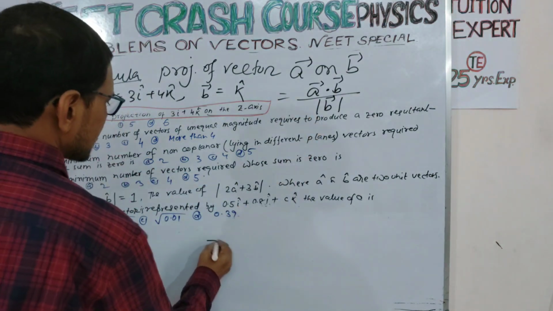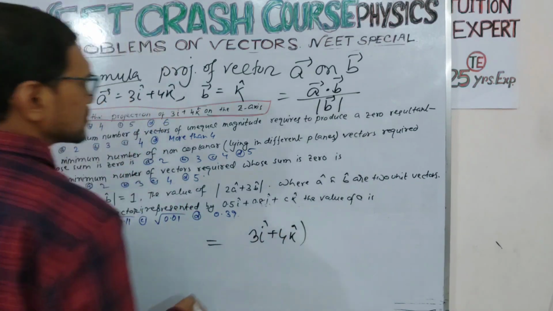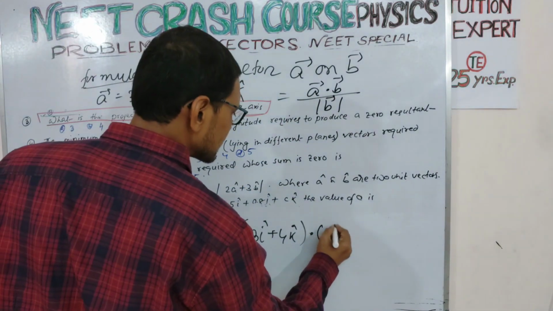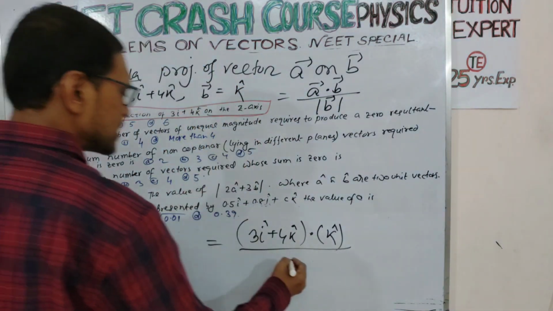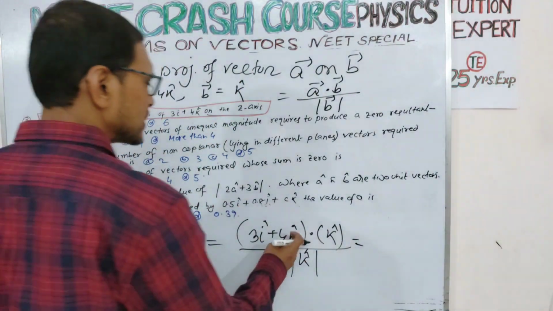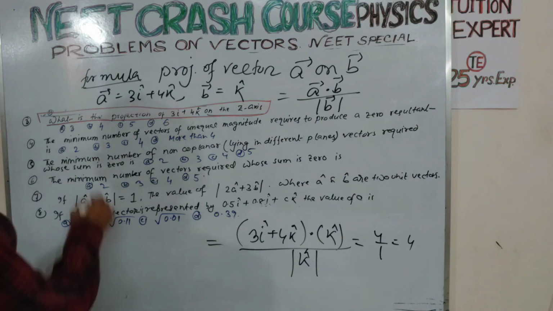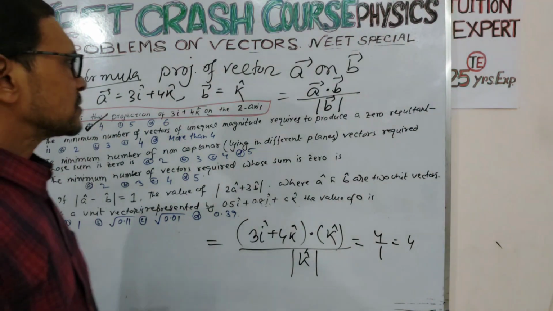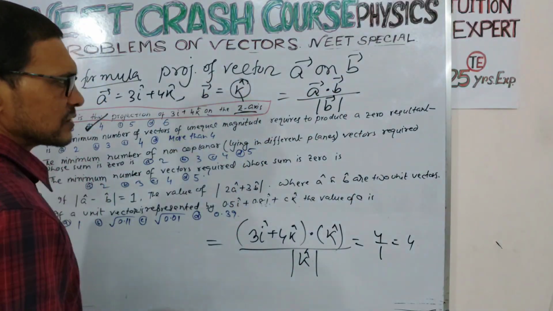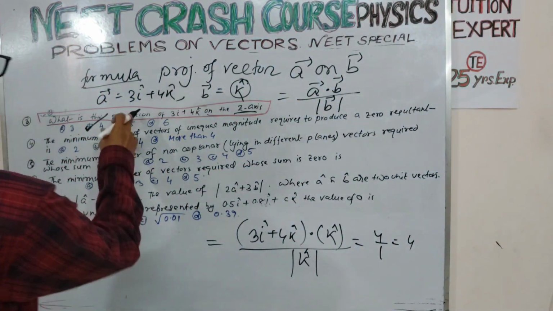So the formula is A dot B, that is 3i plus 4k dot B means k vector divided by magnitude of B, which is equal to 3i dot k, 0, so k dot k equal to 1, that is 4 by 1, that is 4. So answer is 4. Here we have to take the unit vector along the z axis is k vector. So here B equal to k vector. So if we apply this formula, then we get the projection.